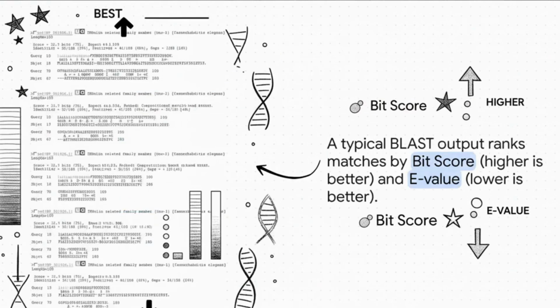And this is exactly what a real BLAST output looks like. You can see the matches are all ranked. The best hits, the ones you want to look at first, are always right at the top, with those high bit scores and those really tiny significant E values.